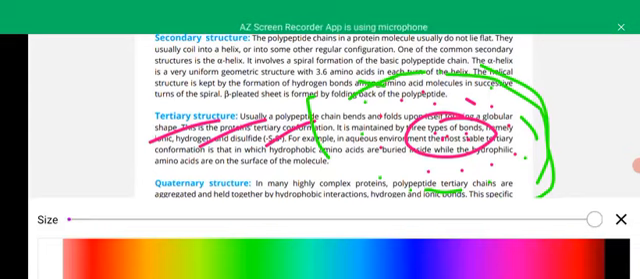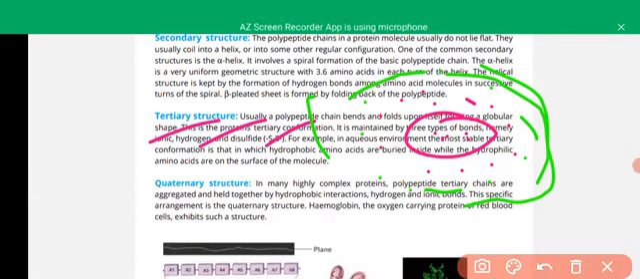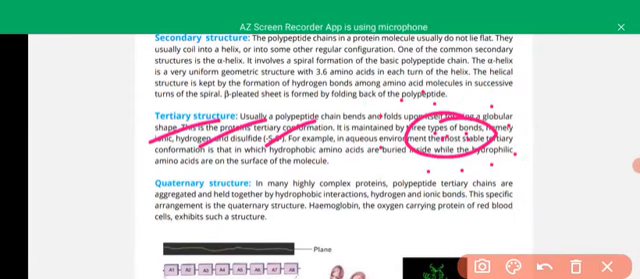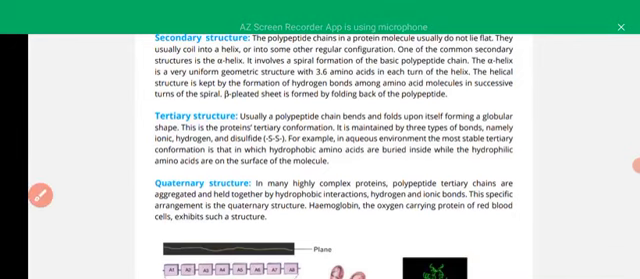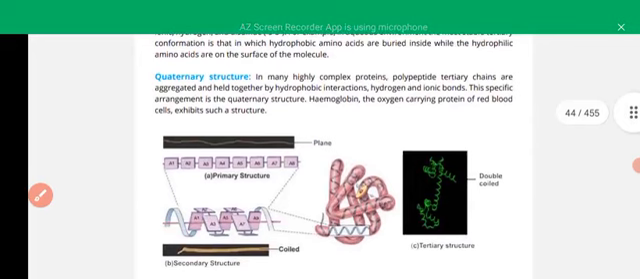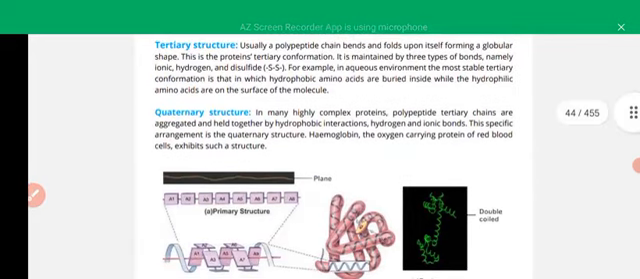So then quaternary structure is formed by different types of protein chains, polypeptide chains, arranged together by hydrophobic interactions, ionic interactions, and hydrogen bonds, not by covalent bonds. And hemoglobin is a type of quaternary structure of proteins.